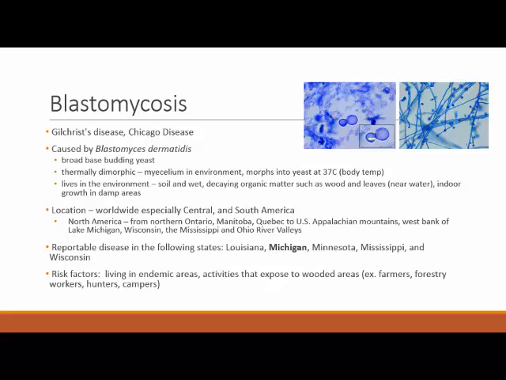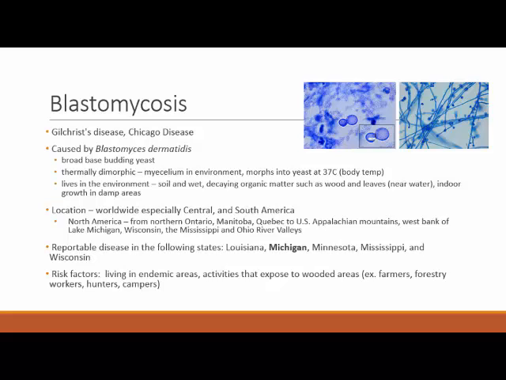So moving on now, and I apologize, I'm going fast, but there's a lot. So to blastomycosis, this is also known as Gilchrist disease or Chicago disease. It was first described by Thomas Gilchrist in 1894. It's caused by Blastomyces dermatitidis, which is a broad-based budding yeast, which are these pictures. It's also thermally dimorphic. It morphs into a yeast in the body.